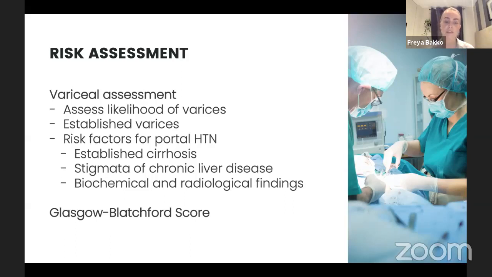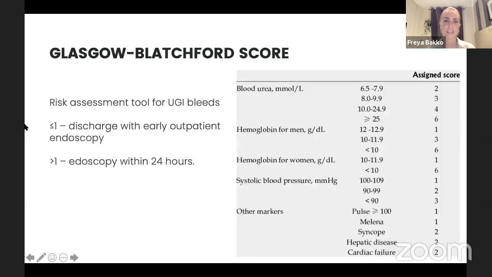Or does he have any previous radiology or any current radiology that shows cirrhosis or any other liver disease? So once you've established whether there's a risk of varices, you want to go on to do the Glasgow-Blatchford score. This is essentially a risk assessment tool which means that if the patient has a low score, they are likely to be safe to be discharged and managed in an outpatient setting. If they have a high score, they'll need an endoscopy within 24 hours.